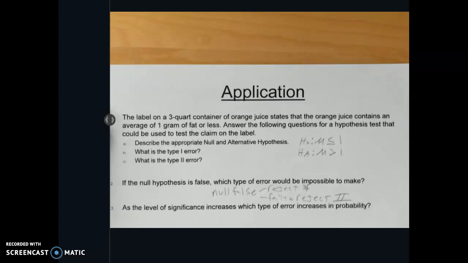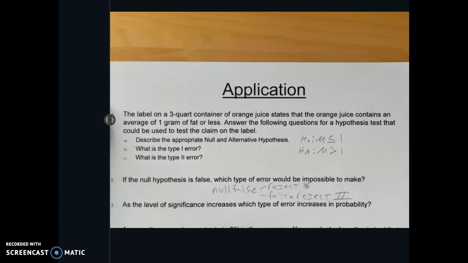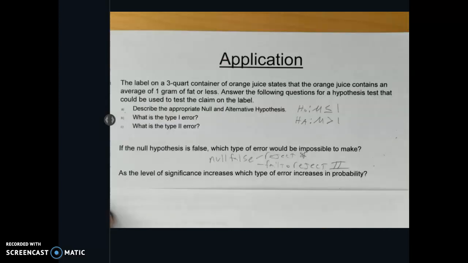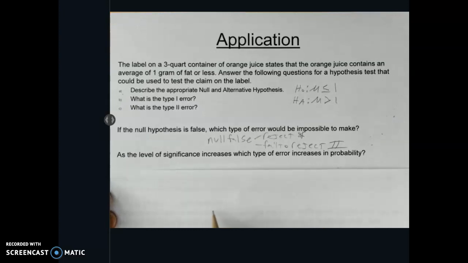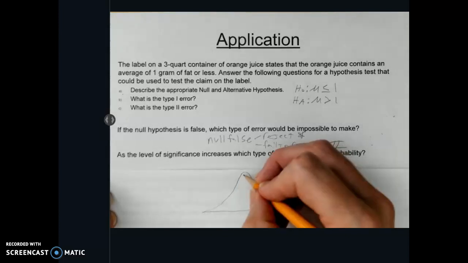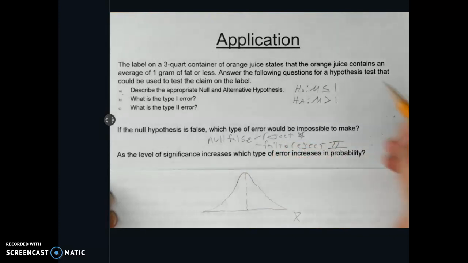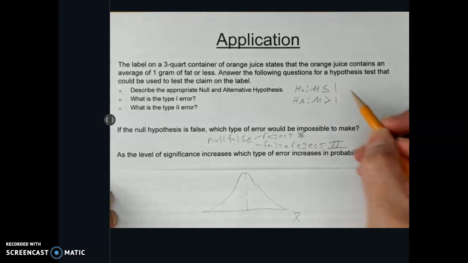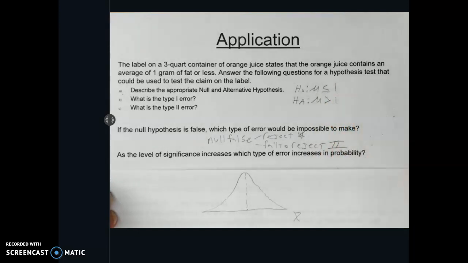Let's move on to the next one. It says, as the level of significance increases, which type of error increases in probability? Okay, let's go ahead and draw this one out to get a better sense of what's going on. We know that we have a normal distribution of sample means. And based on our hypothesis here, we'll just use this one again, we're contending that the mean is less than or equal to 1. We're contending that the population mean is either equal to 1 or somewhere down here in this area. This, therefore, becomes an upper tail test.